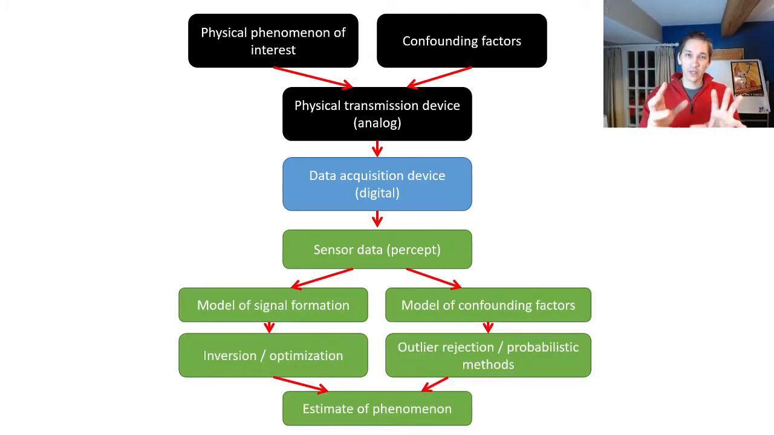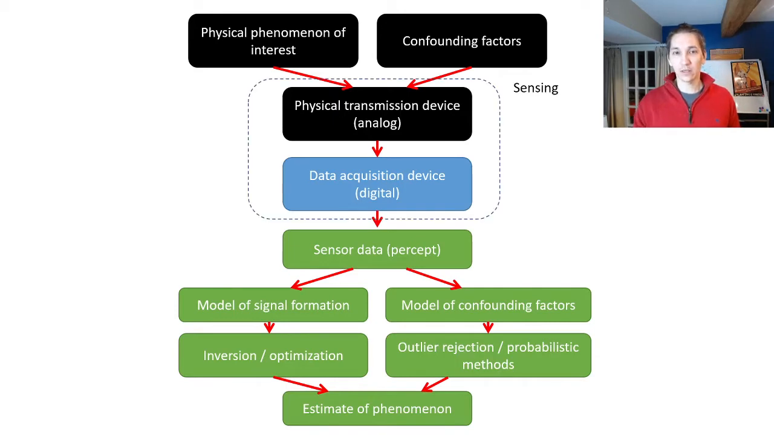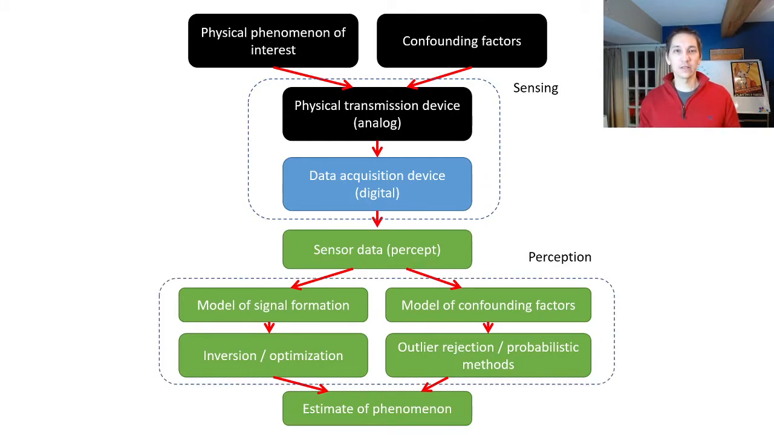Then after this data gets into our computer, we're going to use some sort of model of the signal formation, a model of these confounding factors, and we're going to try to essentially invert the process that was given in the top half of this figure to estimate that underlying physical phenomenon. So in any case, these blocks here are basically the sensing component, and these blocks here are the perception component.